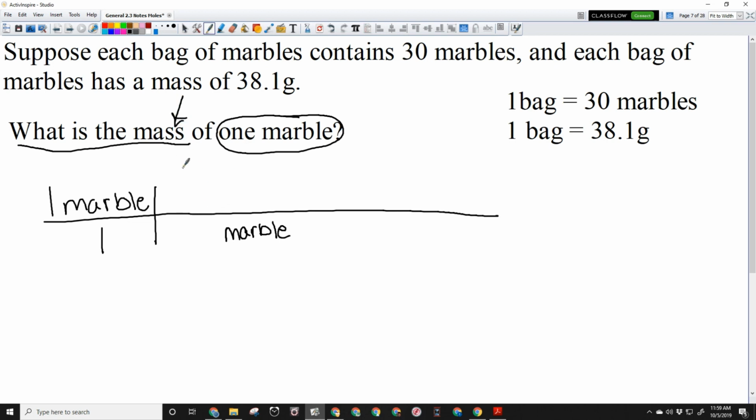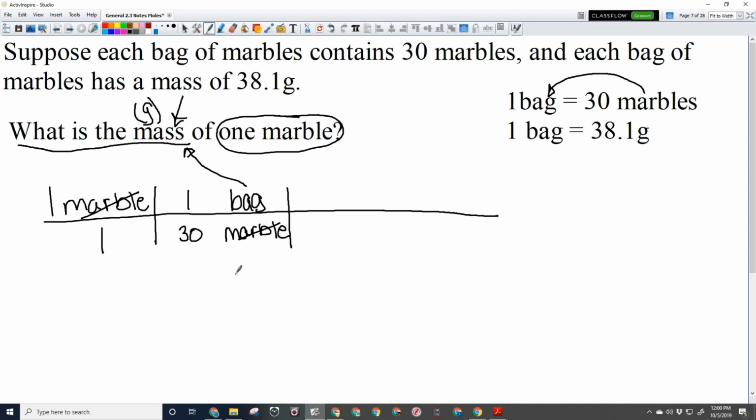What unit do we want for mass? That's grams. So do we have a conversion factor going from marbles to grams? We don't, but we do have one to bags. So we're going to have to go from marbles to bags. So 1 bag is 30 marbles. Cancel what you can cancel. Okay, so are we there yet? No, because we have bags and we want grams.